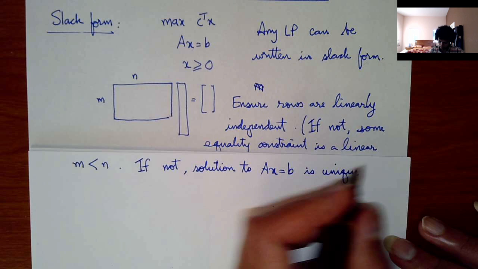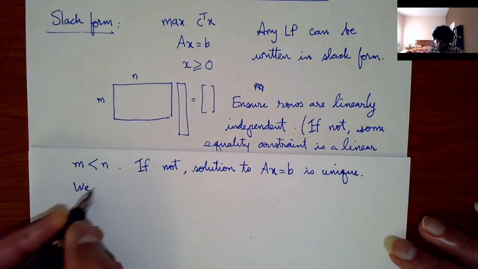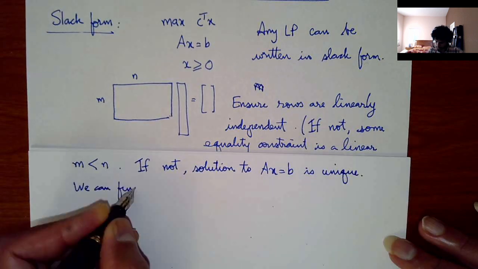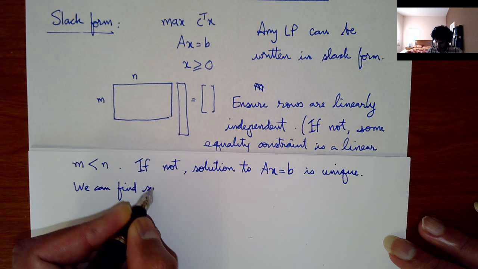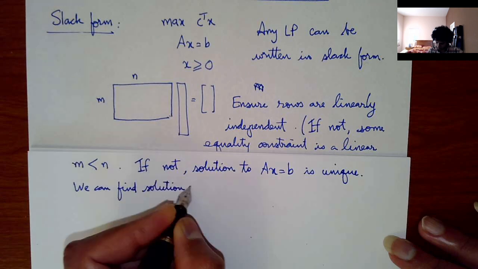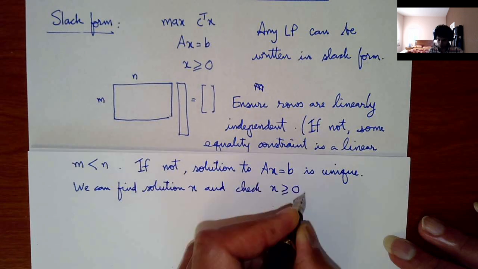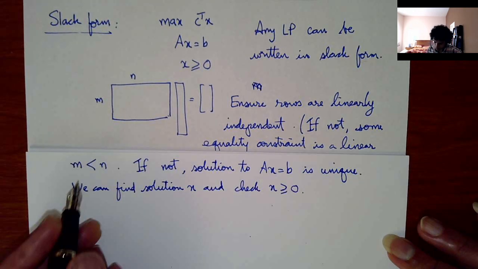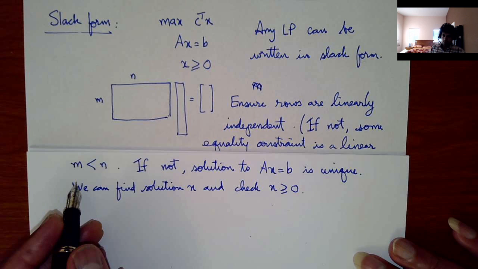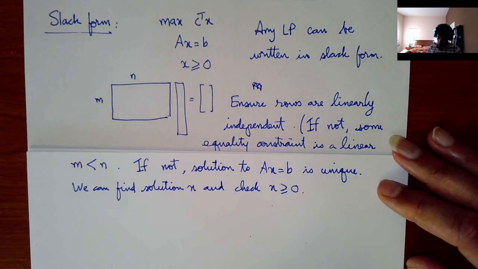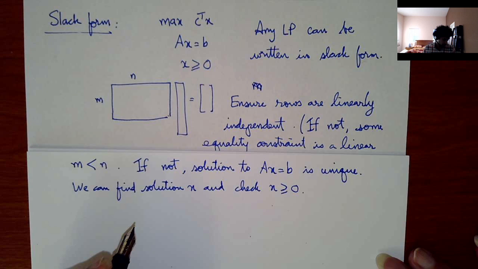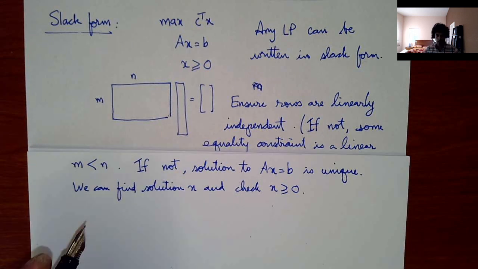We can find the solution X and check that it's non-negative. So we can assume that m is less than n and all the rows are linearly independent. And so this is exactly the picture that we have here.